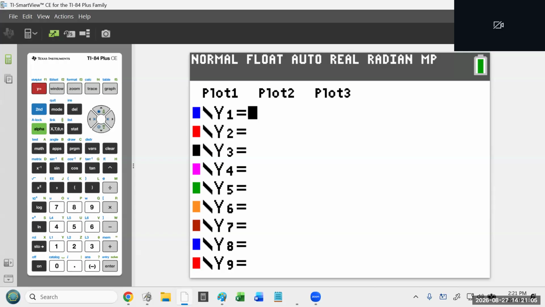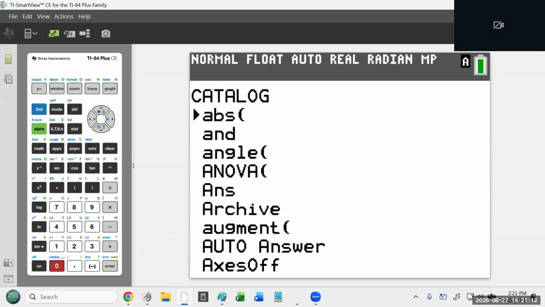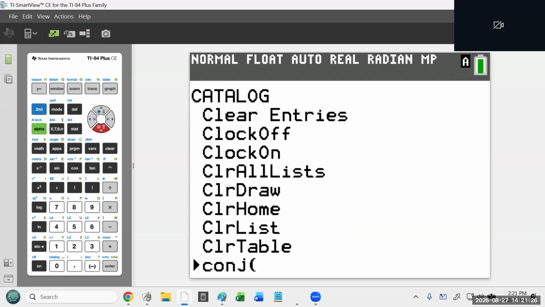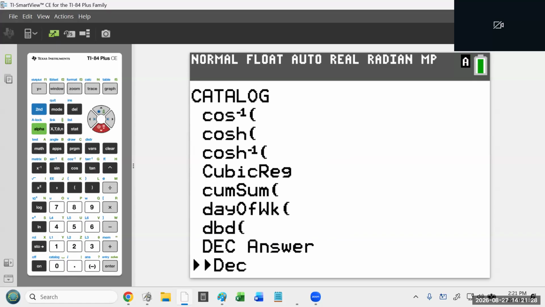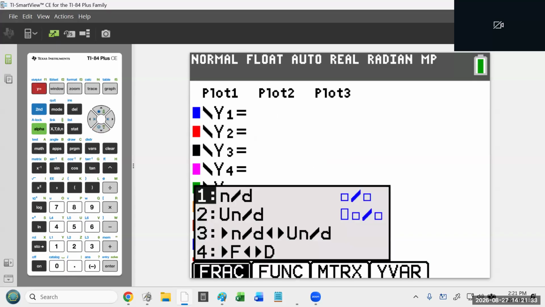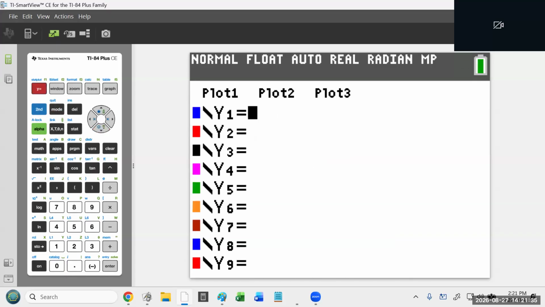Catalog. This is a feature that a lot of kids don't know about. I want everyone to hit second 0. Now, what you are looking at is an alphabetical list of everything the calculator can do for you. You've got the A's, you've got the B's, you've got the C's, and from memory, there's like a billion C's. The C's just keep going and going. So you all should be on this screen, and I asked you to press second 0.